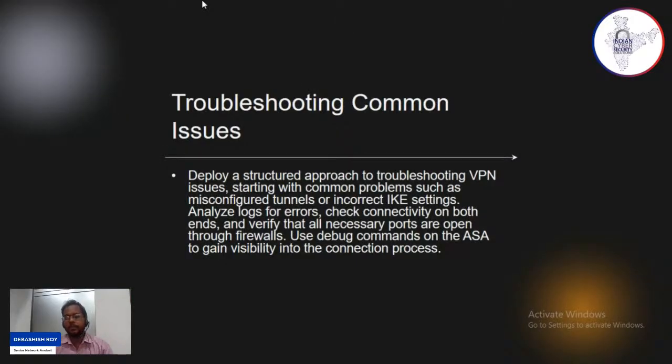You have to troubleshoot common issues, then deploy a structured approach to troubleshooting VPN issues, starting with common problems such as misconfigured tunnels or incorrect IKE settings. So, for example, if you have given the wrong IP address on both the tunnel ends, or you have specified the tunnel ends incorrectly, the incorrect interface name, that also is a misconfiguration. You have to check for that, analyze logs for errors, check connectivity on both ends, and verify that all necessary ports are open through firewalls.